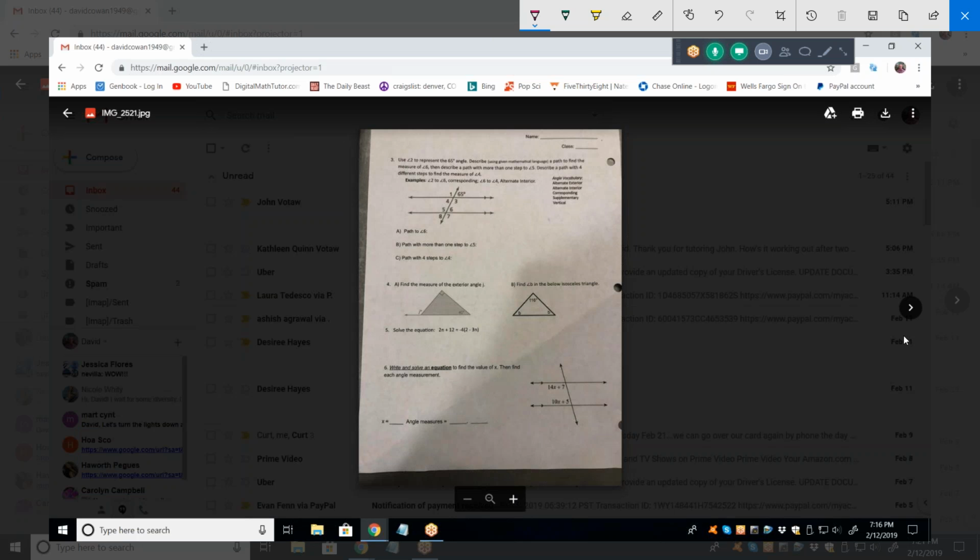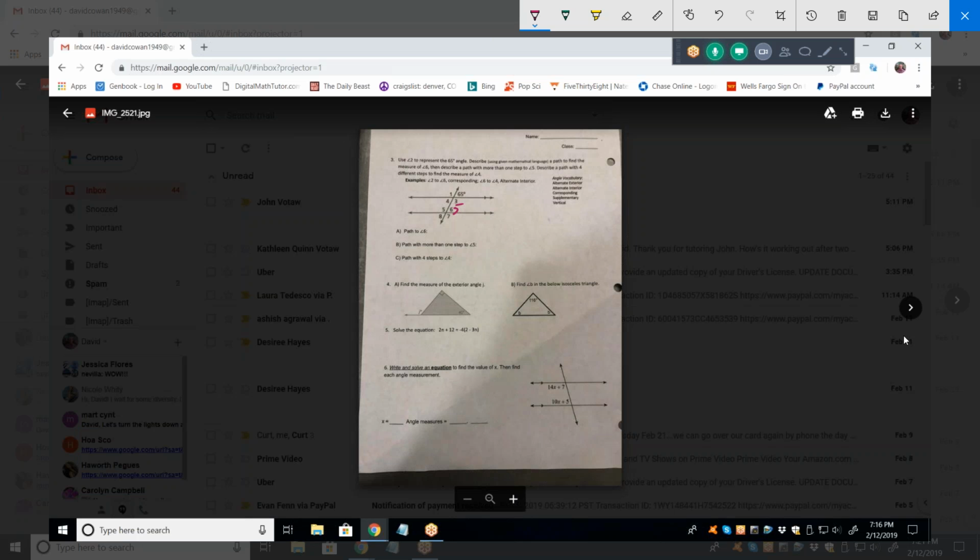Okay. Now we're going to do it a different way. Now I'm going to do it in 2 steps. Angle 6 is 65 because it's corresponding with angle 2, correct? Yes. And there's a rule that says alternate interior angles are equal. So therefore, angle 4 is 65 degrees because it's alternate interior with 6. Got it?